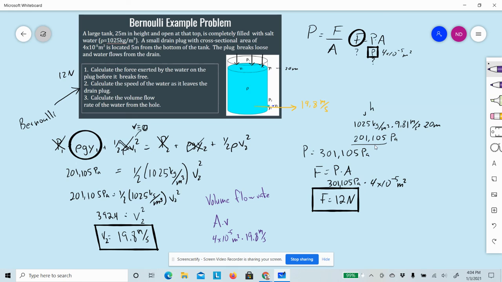4 E minus 5 times 19.8. Hit the right buttons. 4 E negative 5 times 19.8. 7.92 times 10 to the negative 4th. 7.92 times 10 to the minus 4th cubic meters per second. Done. All right, all good.